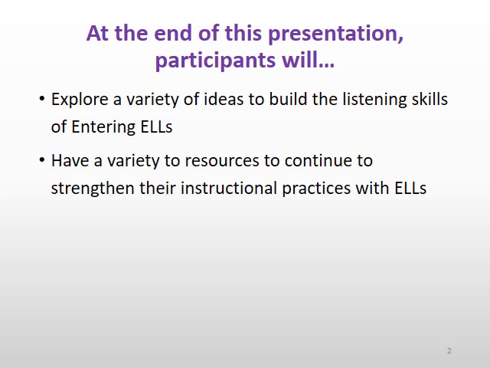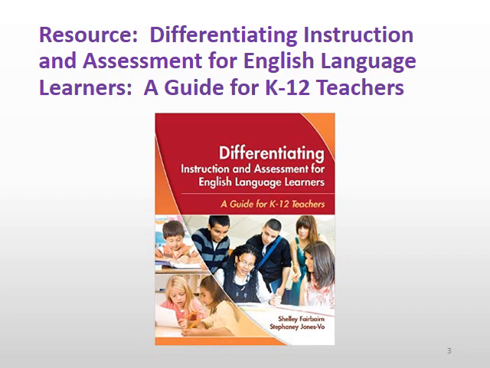with English language learners. A key resource that I would like to introduce you to and that I will be using throughout this presentation is a wonderful book, which I hope will become part of your professional library. It's called Differentiating Instruction and Assessment for English Language Learners, a guide for K to 12 teachers. Basically, this book will look at all the 5 ENL proficiency levels from entering to emerging, transitioning, expanding, and commanding.